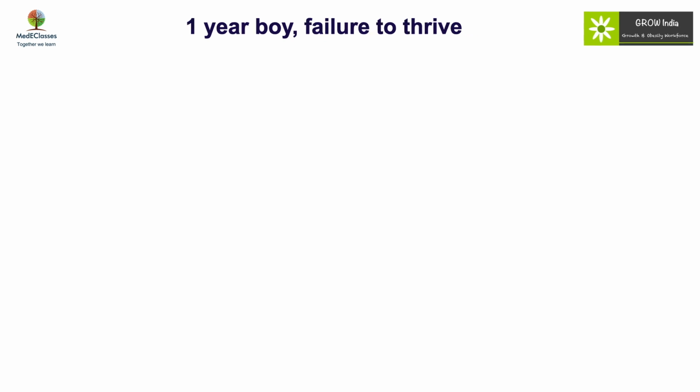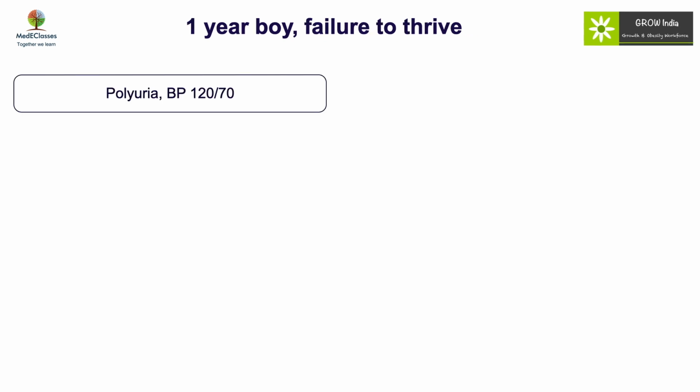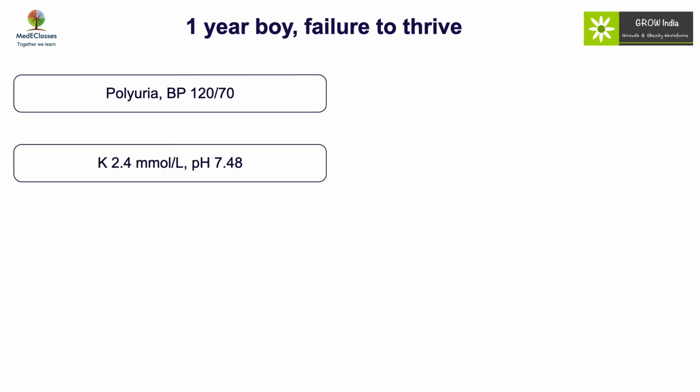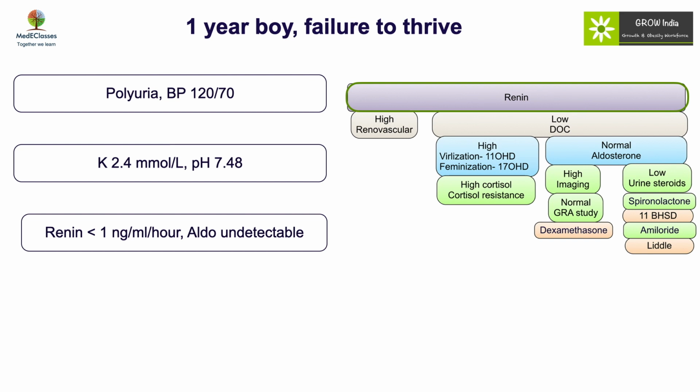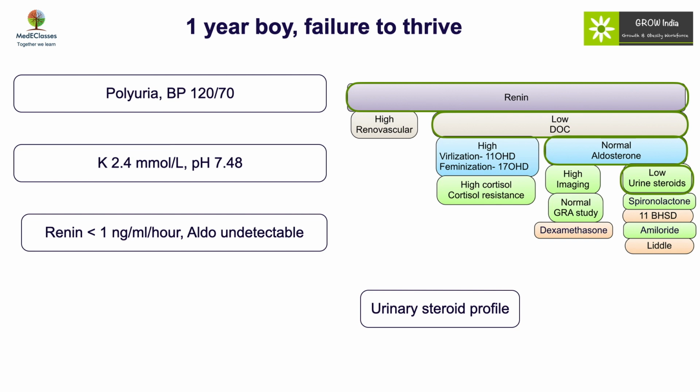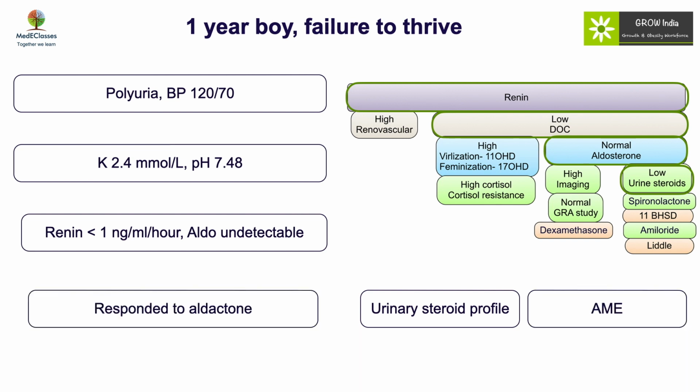A 1-year-old boy with failure to thrive, polyuria, and blood pressure on the higher side, hypokalemia with metabolic alkalosis. In this situation, renin and aldosterone are both low. So this is a situation where there is an apparent aldosterone excess with aldosterone deficiency. Urinary steroid profile was done and response to Aldactone was suggestive of an apparent mineralocorticoid excess state, which will respond to spironolactone. So a careful evaluation for endocrine causes is essential in the setting of hypokalemic alkalosis with hypertension, as in this case.